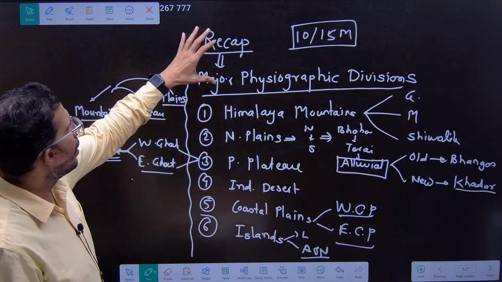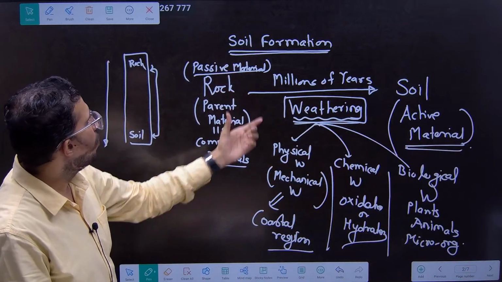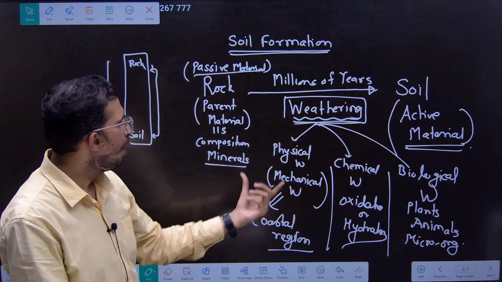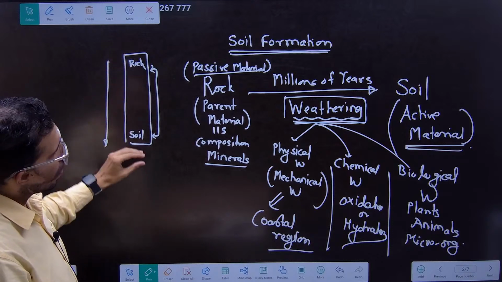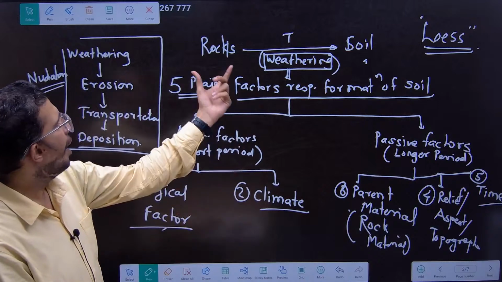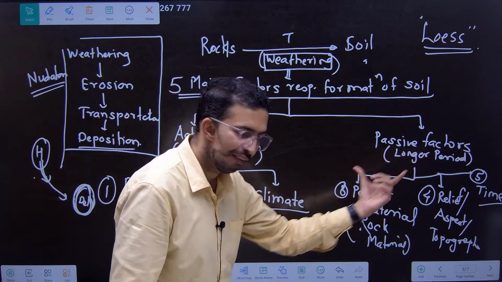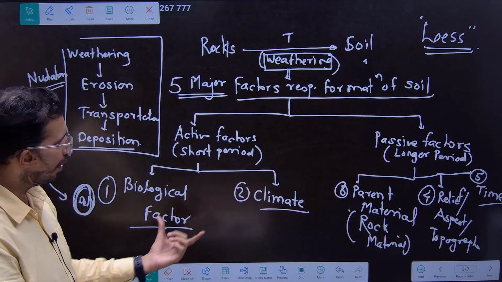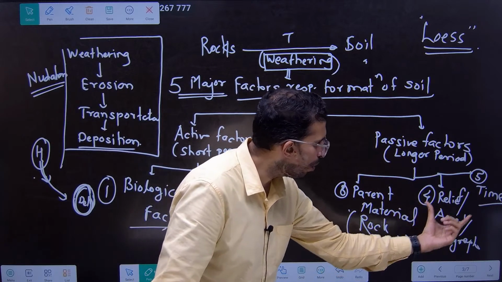पहिल्यांदा आपण काय बघितलं की सॉइलच्या कंटेस्ट मध्ये, सॉइल फॉर्मेशन मध्ये रॉक पासून सॉइल कसं होतं, वेदरिंग प्रोसेस काय होते, वेदरिंगचे टाइप्स कोणते आहेत, देन वेदरिंगचे रॉक पासून सॉइल झाल्यानंतर ते 5 फॅक्टर्स मध्ये आपण कसं हे केलं. इथे आहे 5 मेजर फॅक्टर्स, त्याचे ऍक्टिव्ह फॅक्टर्स असतील, पॅसिव्ह फॅक्टर्स असतील. Then which are those 2 active factors, that is the biological factor and the climate. The passive factors, parent material, relief, topography and the time.